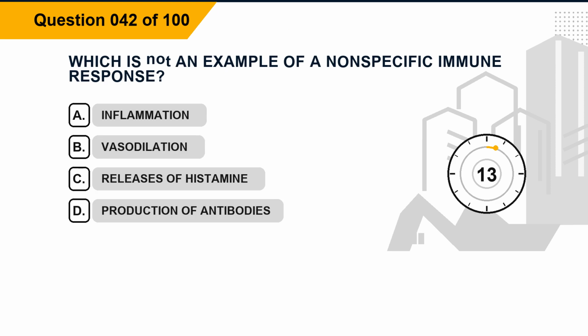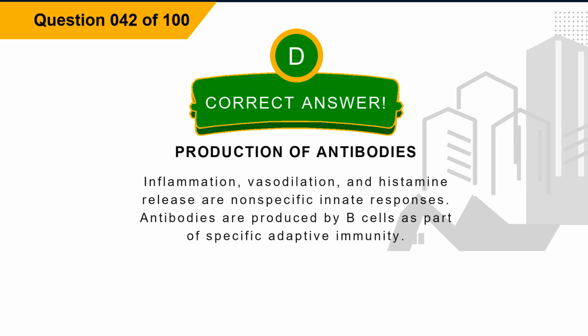Question 42. Which is not an example of a nonspecific immune response? Option A, inflammation. Option B, vasodilation. Option C, release of histamine. Option D, production of antibodies. The correct answer is option D, production of antibodies. Explanation. Inflammation, vasodilation, and histamine release are nonspecific innate responses. Antibodies are produced by B cells as part of specific adaptive immunity.